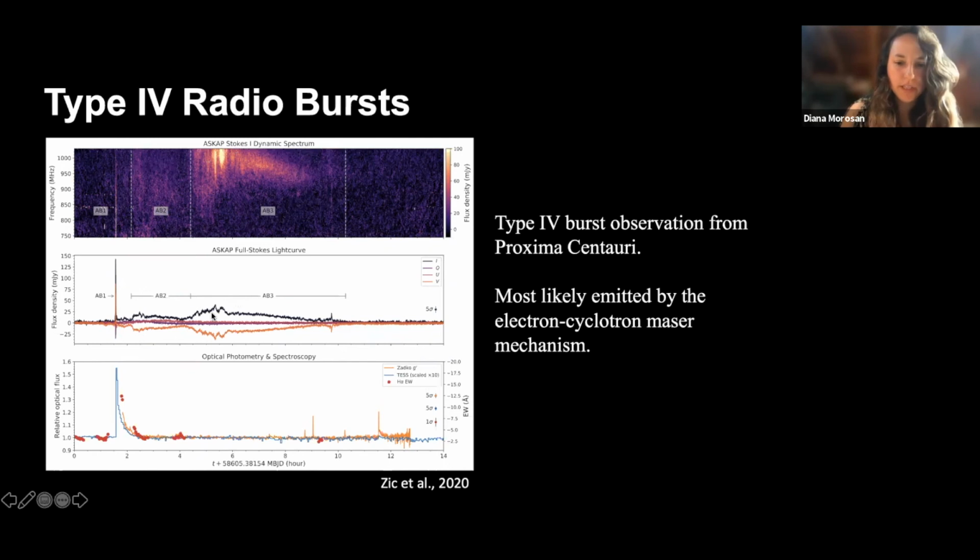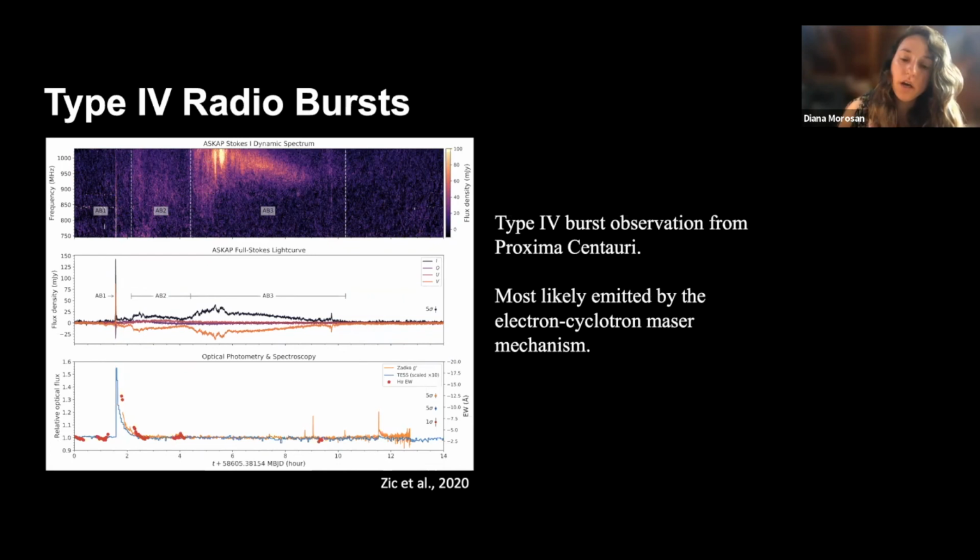For example, here we have total intensity and circularly polarized, and it's quite highly circularly polarized, similar to some of the type 4s that we observe on the sun. And it occurs shortly after a flare. This is the flare. So this is a very, very exciting observation from one of our closest neighbors. So it's very likely that we'll observe similar radio bursts on other stars and probably classify them in a similar way to how they are classified on the sun.